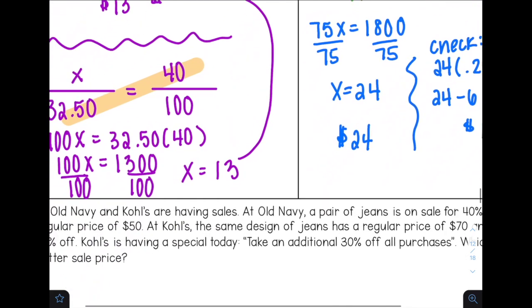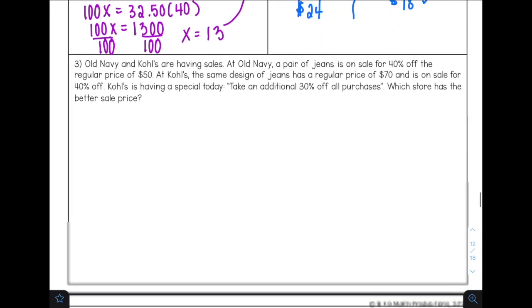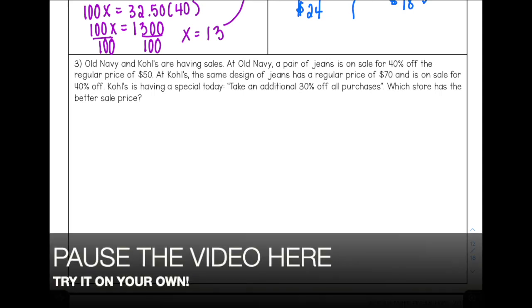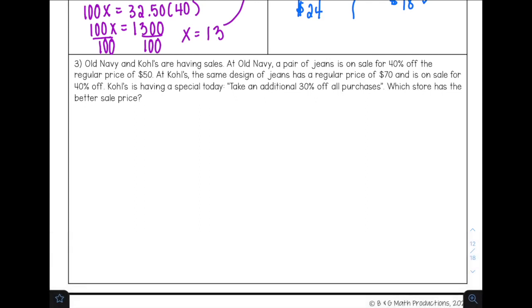For number 3, you're comparing Old Navy and Kohl's. At Old Navy, you have a pair of jeans at 40% off the original price, and at Kohl's, you have the same design for original price of $70 that's on sale for 40%. But Kohl's is having an additional 30% off. Which store is going to have the better sale price? Try this one on your own. Think about when you have a sale and then another sale, what happens? And then come back and check your answer.